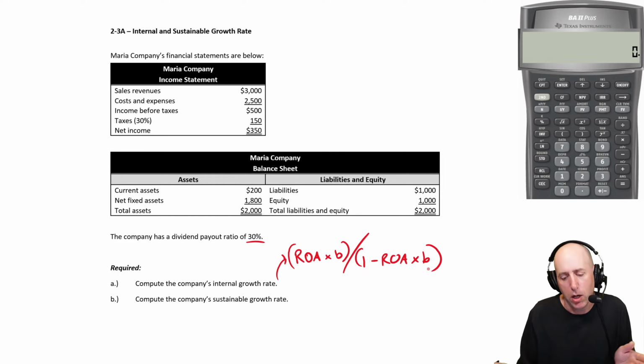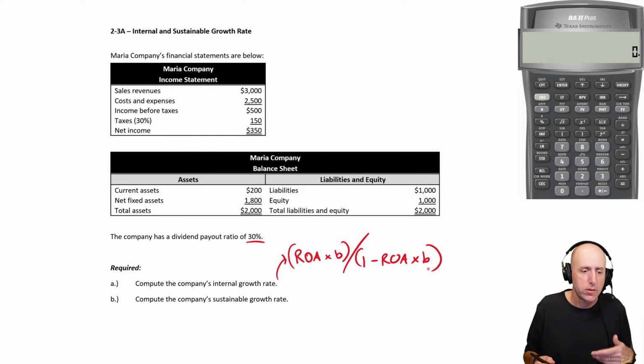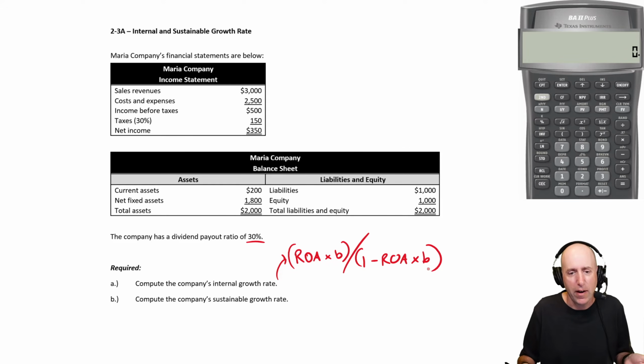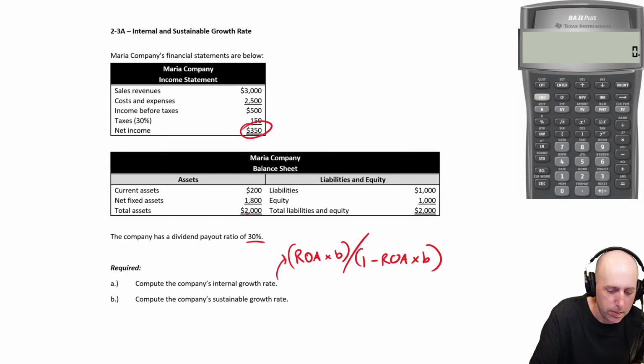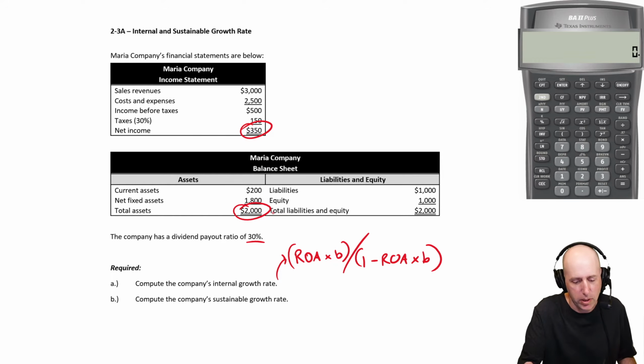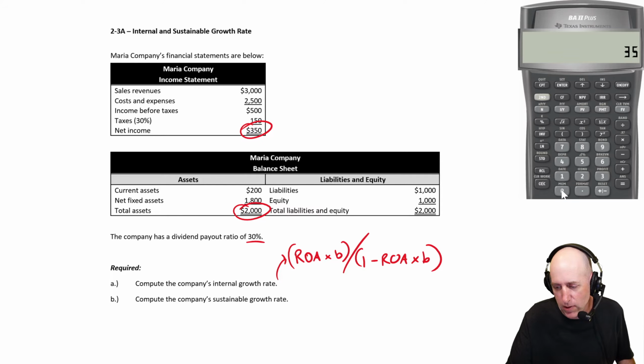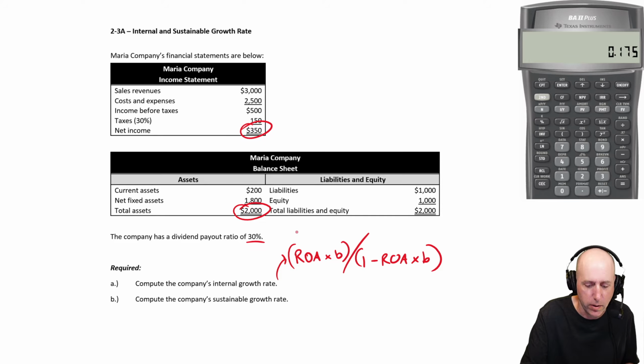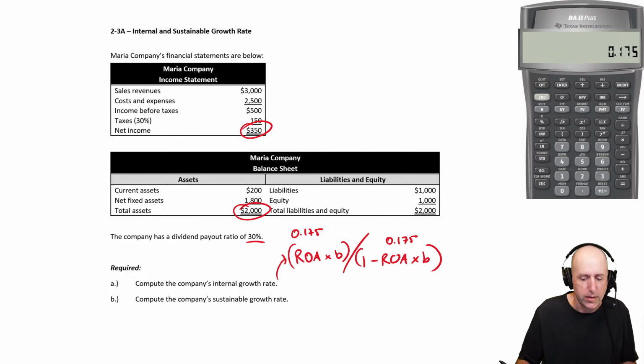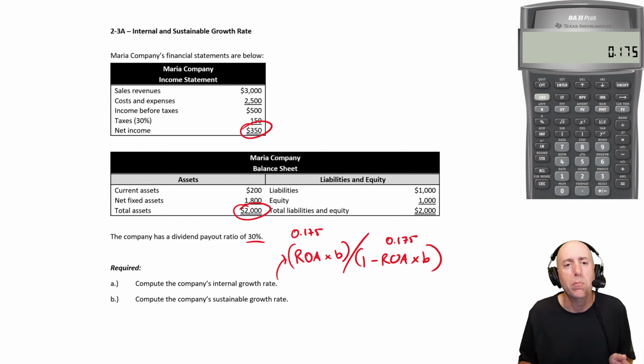Lowercase b. So it's 1 minus the numerator. ROA is return on assets. We learned to compute that last chapter. It's net income divided by total assets. So here it's net income divided by total assets. Let's do the math: 350 divided by 2,000 is 17.5%, or 0.175. That's our ROA.